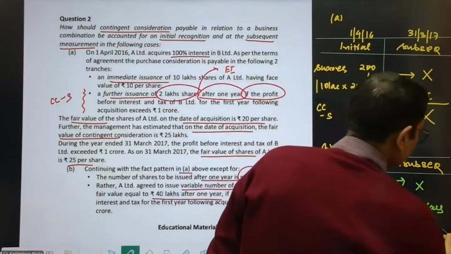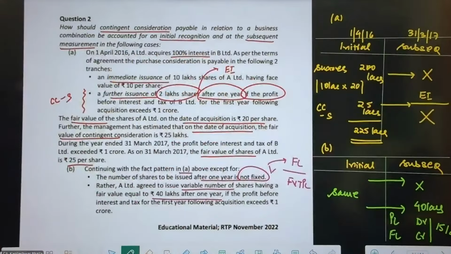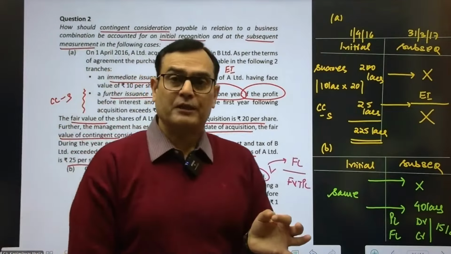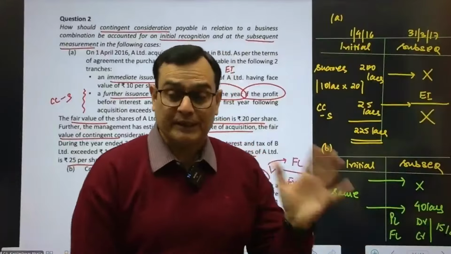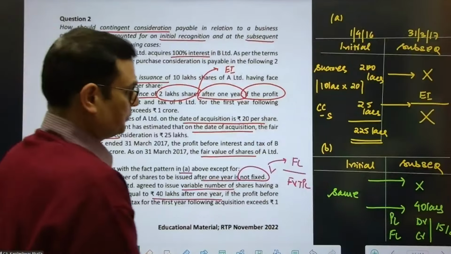The change, 15 lakhs. So this is the remeasurement of the contingent consideration at the end of the year, considering it's a financial liability at FPTPL. Great. I know that was simple and straight. So that was on the question on a contingent consideration. Correct.